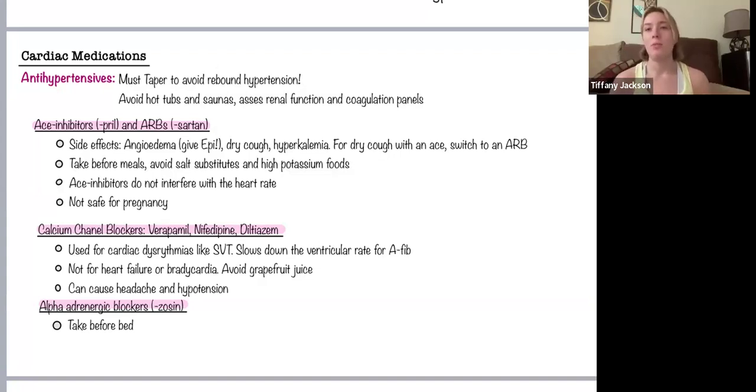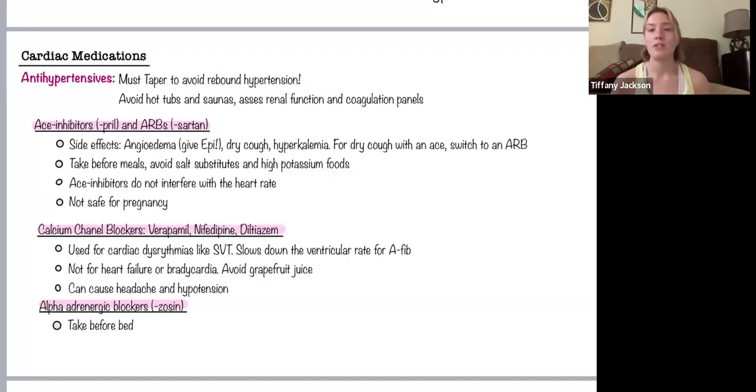Again, we switch to an ARB if they're having a hard time. For ACE inhibitors, we're going to want to take these before meals and avoid salt substitutes and high potassium foods. ACE inhibitors are good for blood pressure management because they don't necessarily interfere with the heart rate.